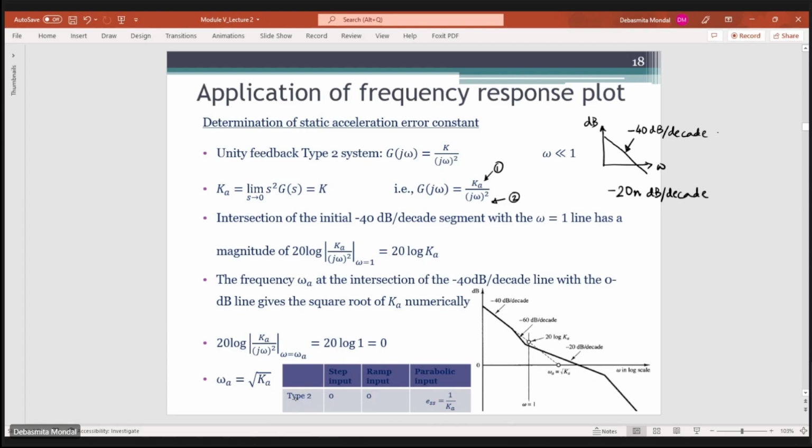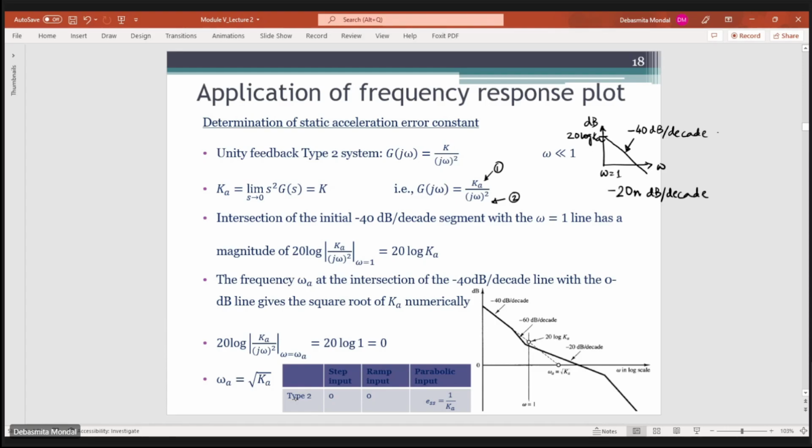And if this is omega equals to 1, then at omega equals to 1 the magnitude will be equal to 20 log Ka, right? So this would be the Bode plot, or the log magnitude plot, for this given transfer function. Okay, so now let's say we have another Bode plot which is given by this.